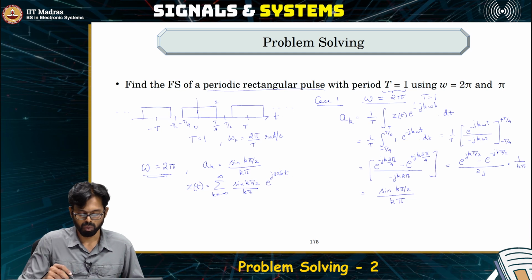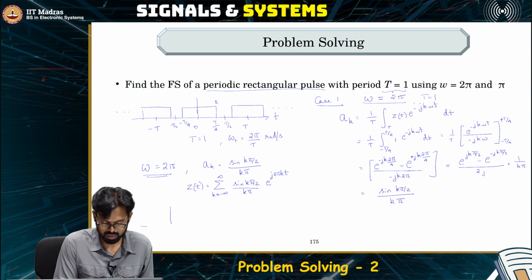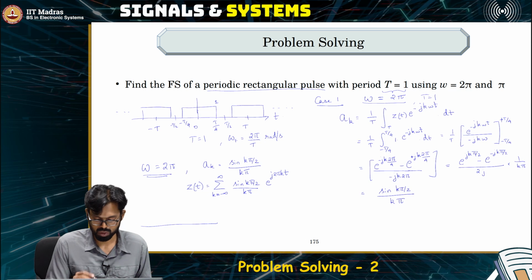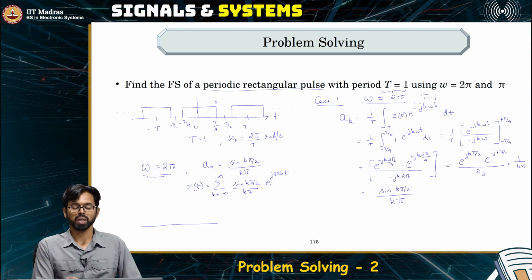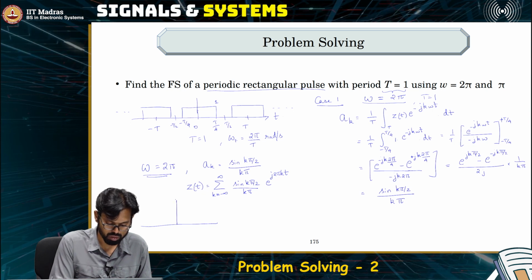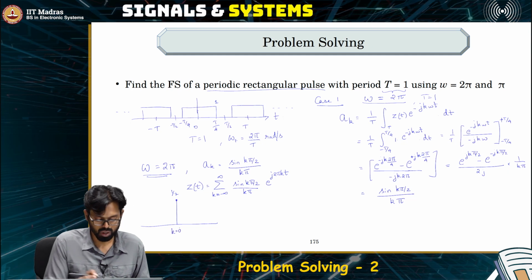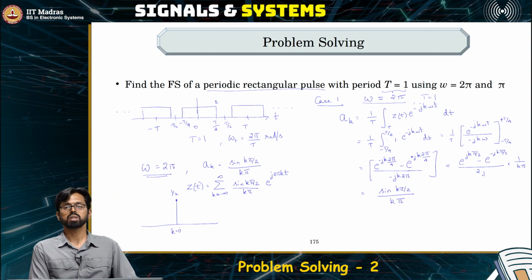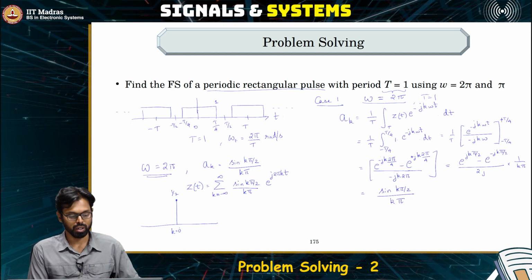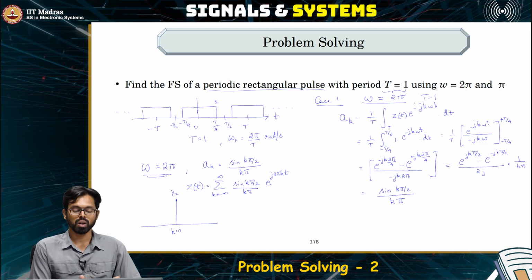So how does this look if you plot it? If you plot it, for k equal to 0, remember we can apply limits and then we will get half. So what does k equal to 0 represent? K equal to 0 represents 0 frequency. 0 frequency is nothing but the DC component. So it says the amount of DC component that is present in one period of the signal is half.